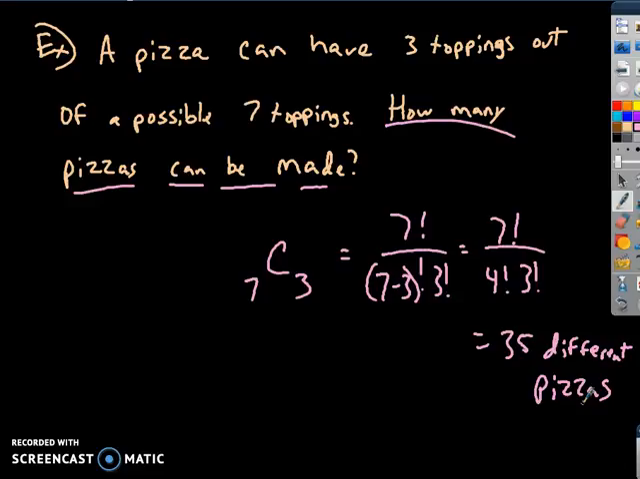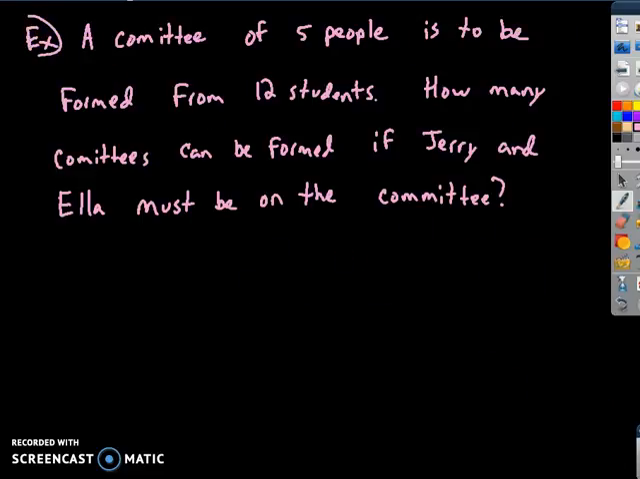I'm going to make it a little different for you though. So here's a new example. All right, new question. A committee of 5 people is to be formed from 12 students. How many committees can be formed if Jerry and Ella must be on the committee?